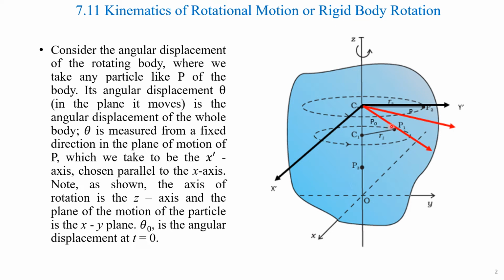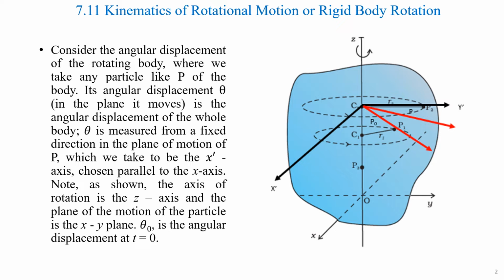axis chosen parallel to the x axis. You see here x dash is parallel to the x axis, y dash is parallel to the y axis, and z coincides with the z axis. And the plane of motion of the particle is the xy plane. This particle P is moving in the xy plane. Theta naught is the angular displacement at t equal to 0. Here the first red line makes an angle theta naught at the time t equal to 0.